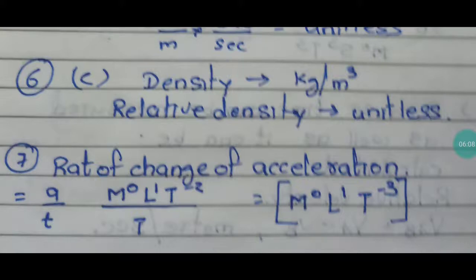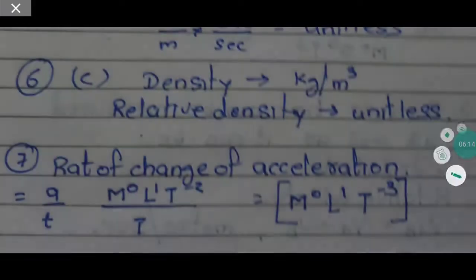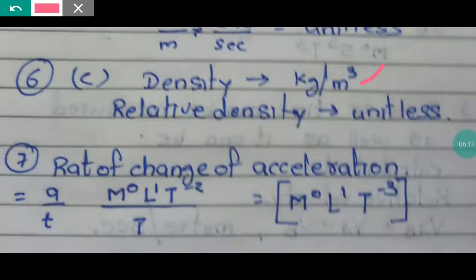Okay, now question number 6, relative density and density. Do they have the same units? No, the unit of density is kilogram per meter cube, while relative density, which we just discussed, is unitless.